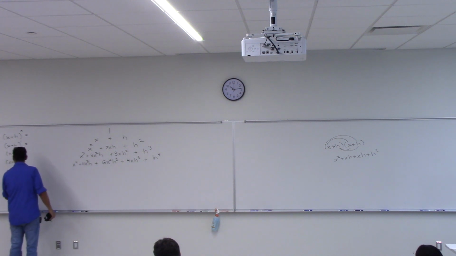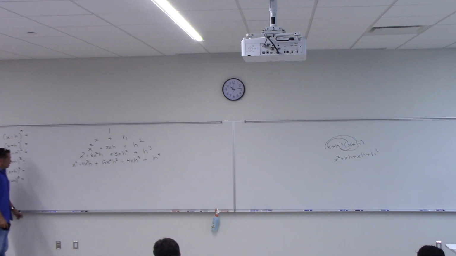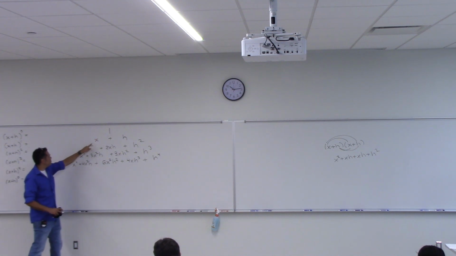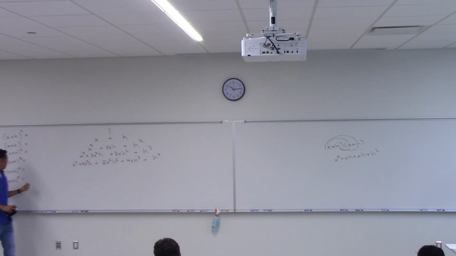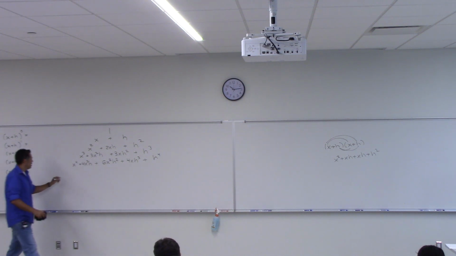(x + h) to the 5th. So let's see, what's the pattern? The first one, right? All these first ones are just x to whatever the power is here, right? So this first one should be what? x to the 5th.